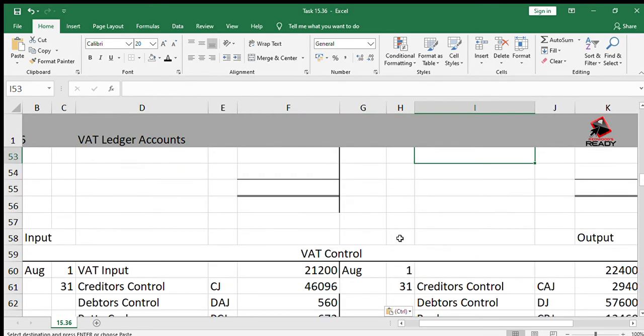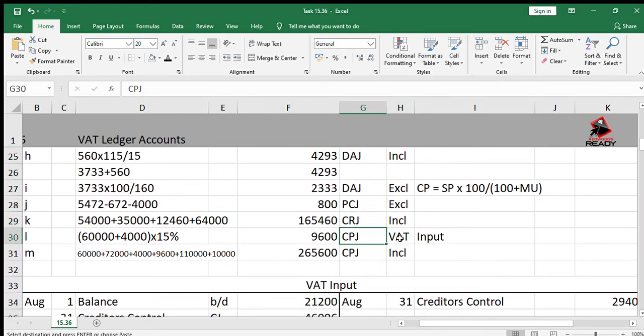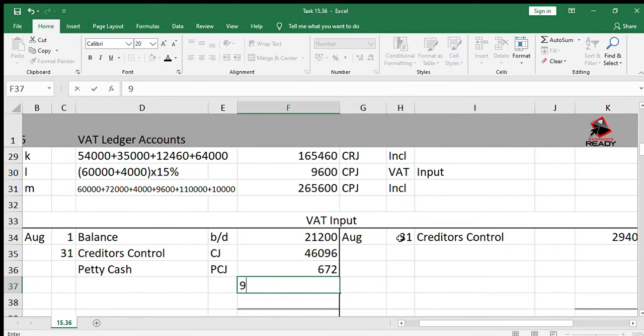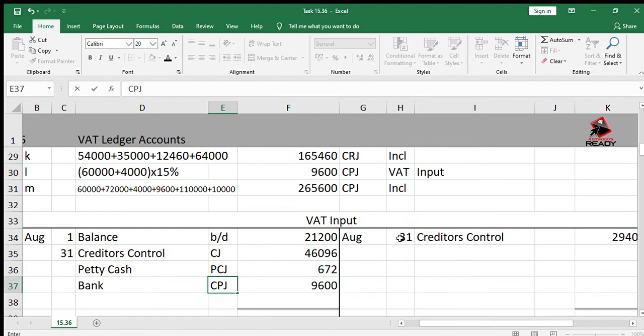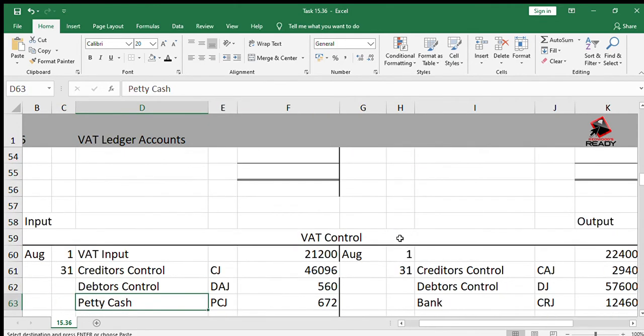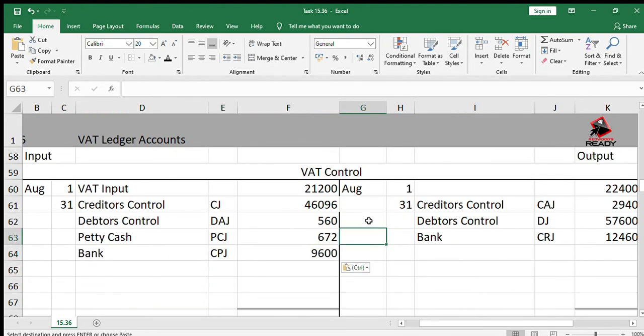Okay, the last journal is the CPJ, and the VAT we calculated there, which was A1's answer. Just go and see what it was. 9,600, it's VAT input. Okay, so we're going to go to the VAT input on the debit side, because VAT input is an asset. Our details will be bank, because this is for cash purchases from the CPJ, 9,600. And if we were doing only the VAT control account, okay, we'll go to VAT control on the debit side and put the answer in there. Okay, so that is what it is.